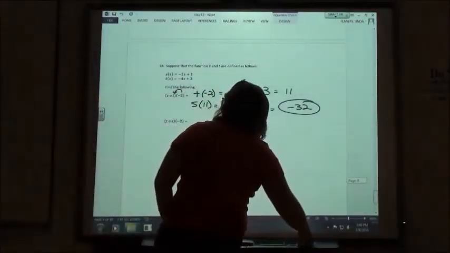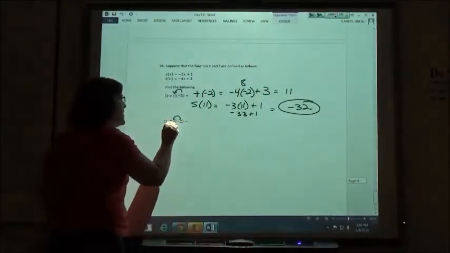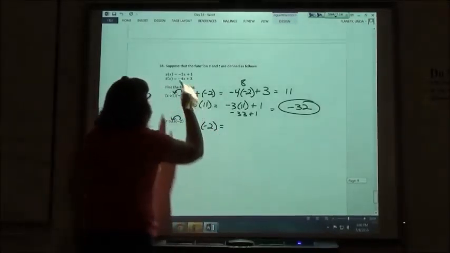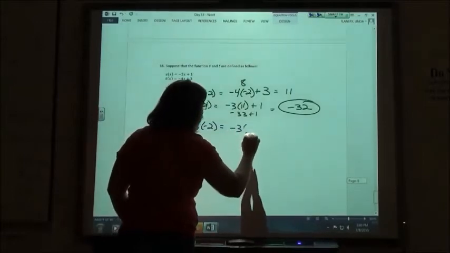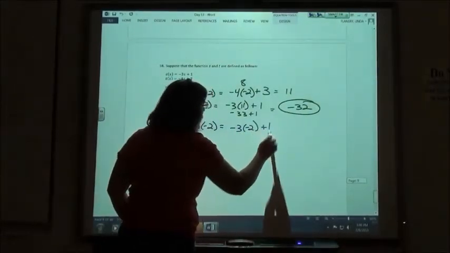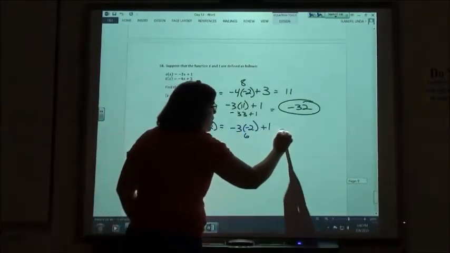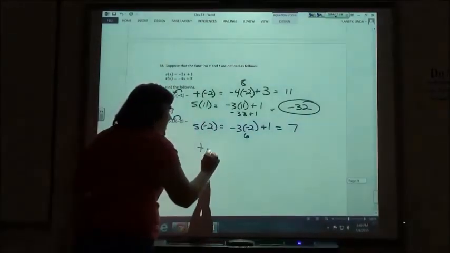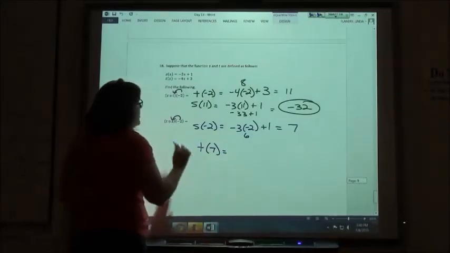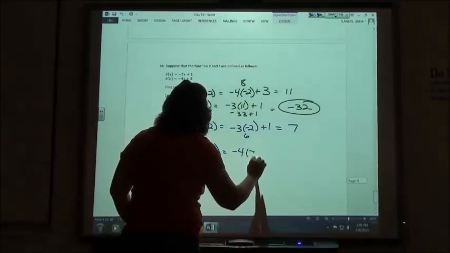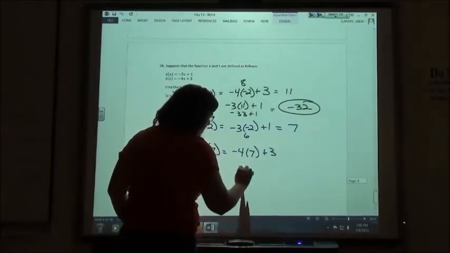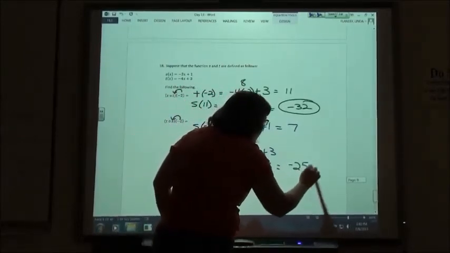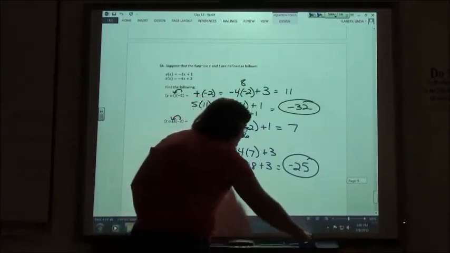On my next one, I'm going to start with the s of negative 2. So s of negative 2, in my s function, negative 3 times negative 2 plus 1. This would be 6 plus 1, which is 7. So now I have to do the t of the 7. So negative 4 times 7 plus 3. Negative 28 plus 3 gives me negative 25, and that's going to be my second answer.